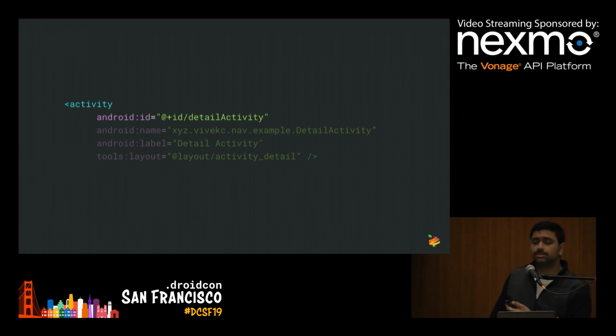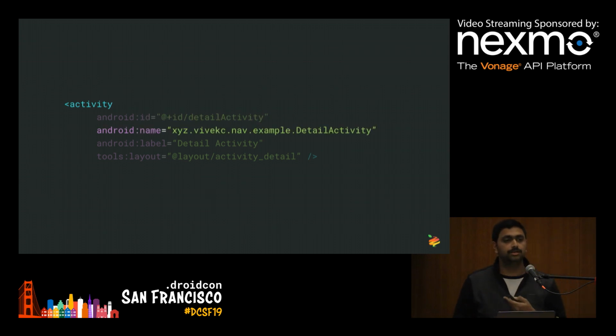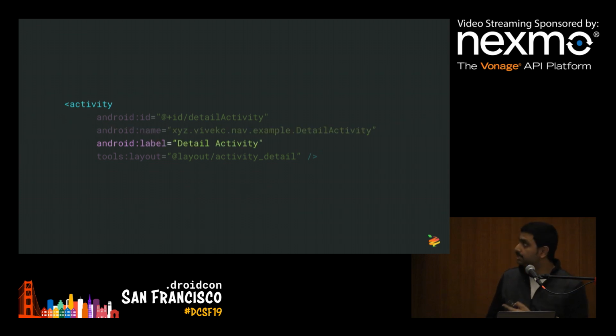As with all things in Android, we give it an ID because we love IDs. And we then give a name. This is how we link the activity source code that we wrote with the activity destination here. We just say the fully qualified name of the activity here. You can give it a label if you want.